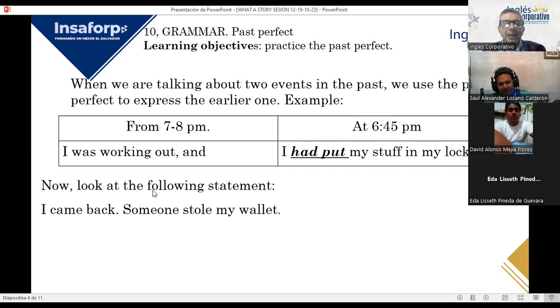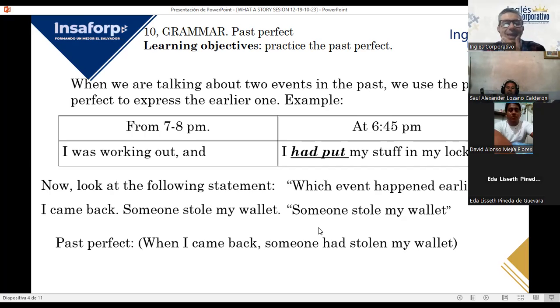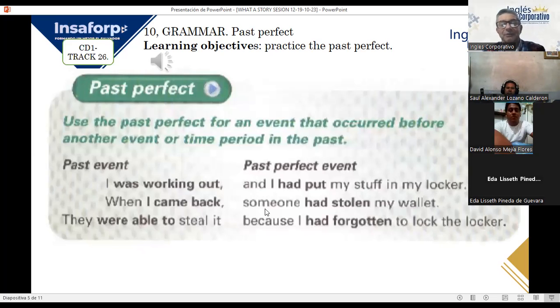Okay. I got kind of confused with this one yesterday, but no, the sentences are correct. I came back, someone had stolen my wallet. Which event happened first, earlier? Someone stole the wallet. So the sentences are correct. Yesterday I got kind of confused on that one. So I came back, someone had stolen my wallet. Then you had the chart over here.